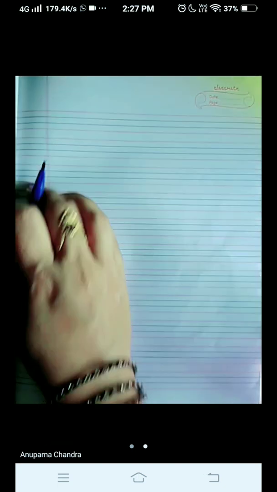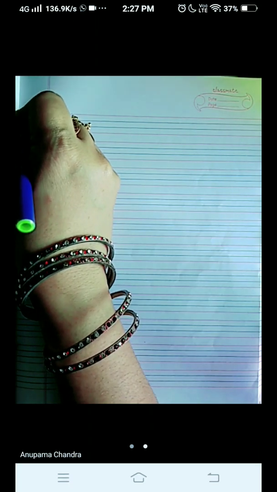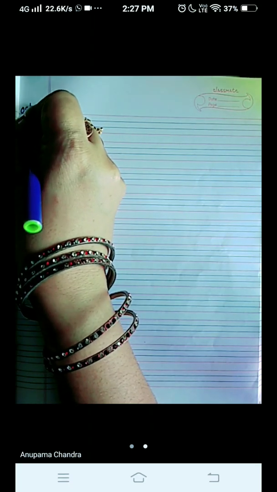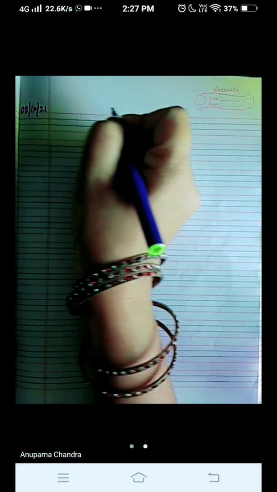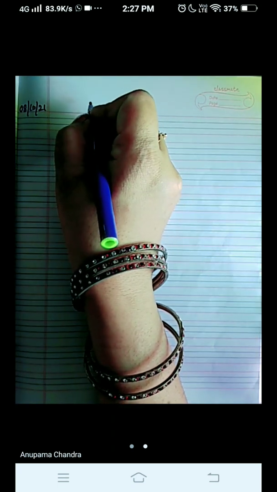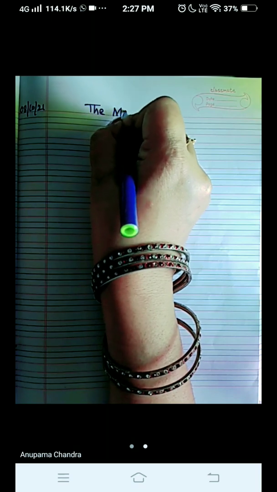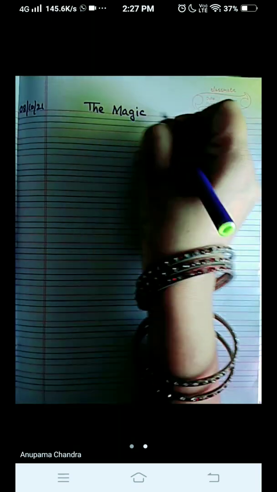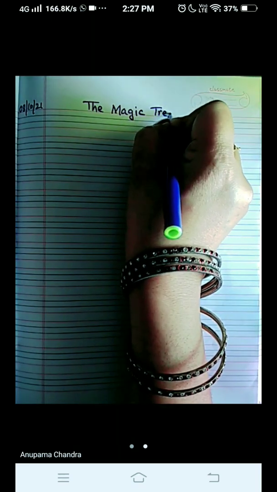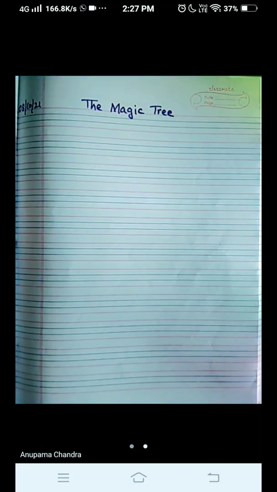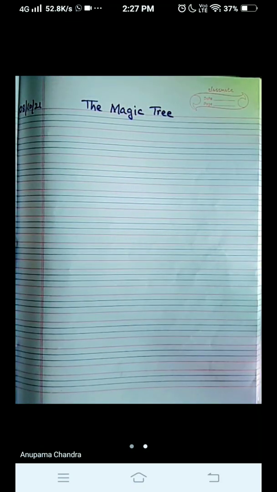So, the very first thing you are going to put is today's date, that is 08-10-21. On the red line, you can write the chapter's name, The Magic Tree. Leave the first line.